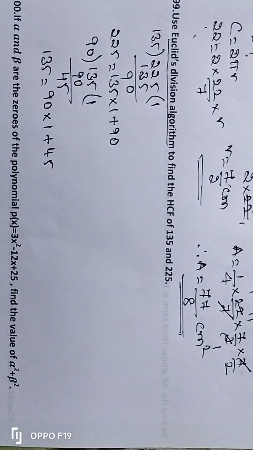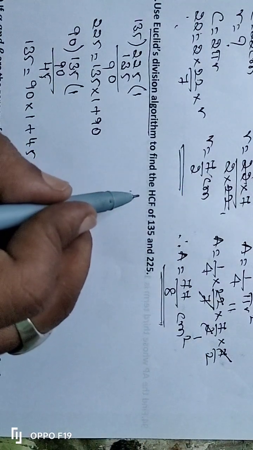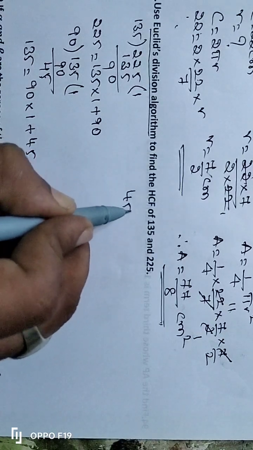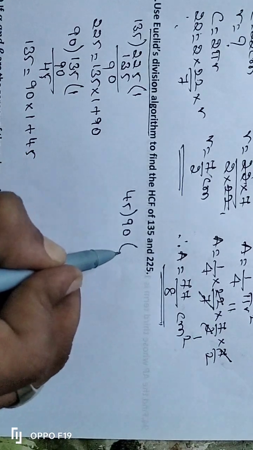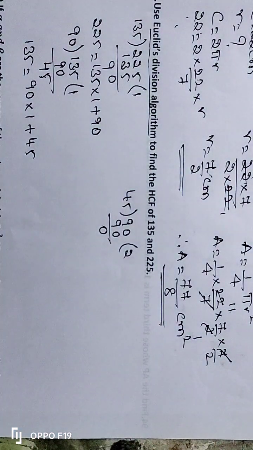Then coming to the third step, you take these two, 45 and 90. You have to do this until you get 0. So 45 and you take 90. 45 twos are 90. Now we got the remainder as 0.